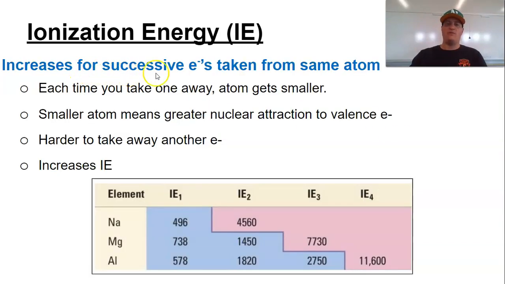Now, if you take away more than one electron, it's going to take more and more ionization energy. Each time you take one away, the atom, I should say the ion, now that remains, gets smaller. Smaller atom, closer nuclear attraction, meaning higher coulombic attraction. Harder to take another one away, you need more ionization energy.